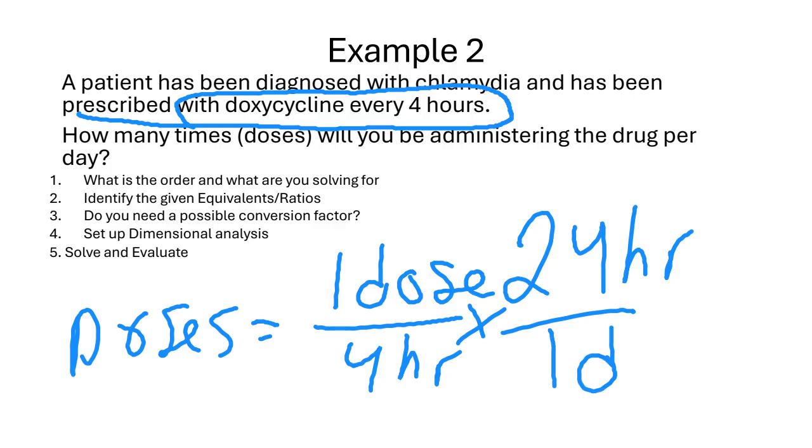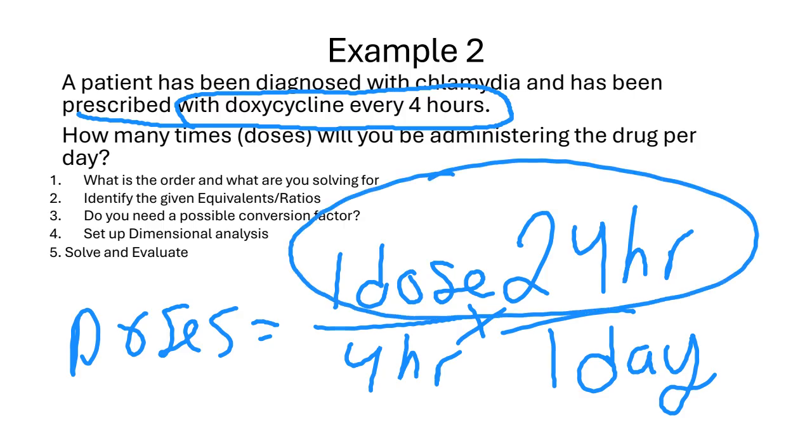This way, you can multiply across and divide by the bottom and cancel out all the units that you don't need. So multiplying 1 times 24, that will give you 24, and then you divide that by 4, so you can cancel all the hours, and that means that there's going to be 6 doses per day.